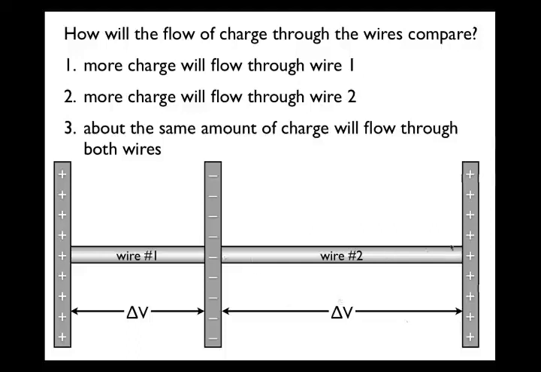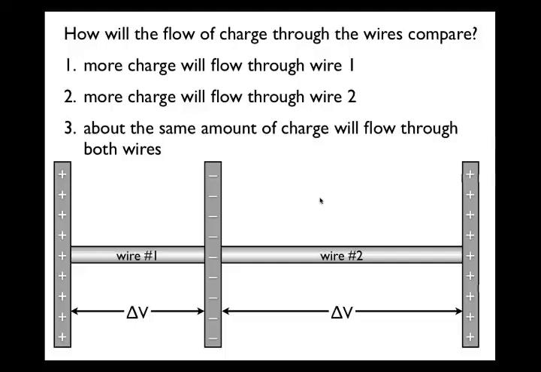But the wire connecting these two plates on the right is longer than the wire on the left. How will that affect the flow of charge? Will more charge go through wire 1, more through wire 2, or do you expect the same amount to go through both wires?